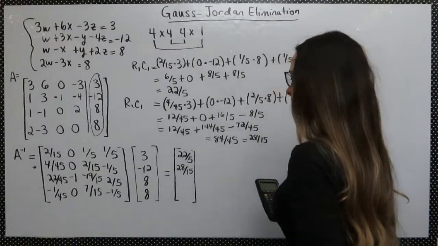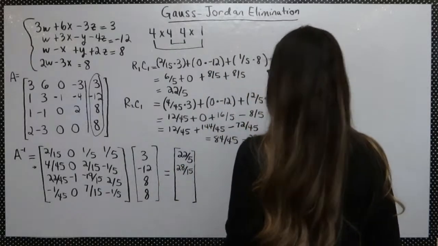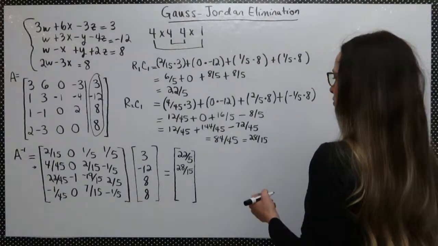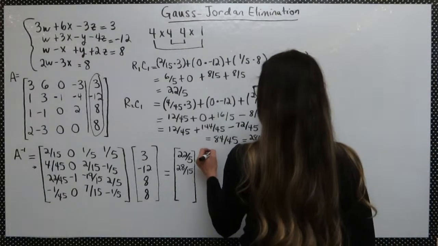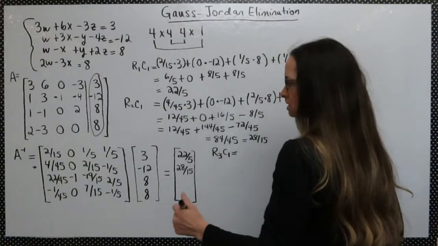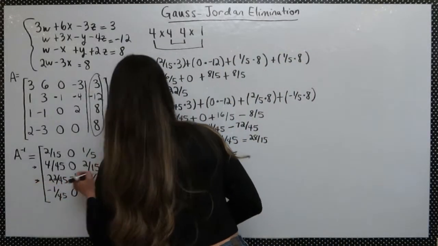Perfect. All right. So now we've got to do row 3, column 1. And I'm already running out of board space. Let's see if we can fit it in here. Row 3, column 1. So it's this third row now times the first column.